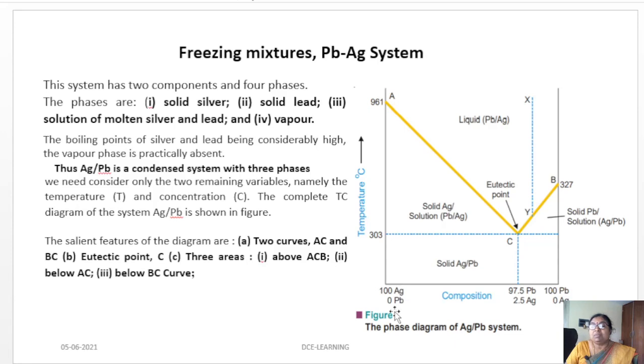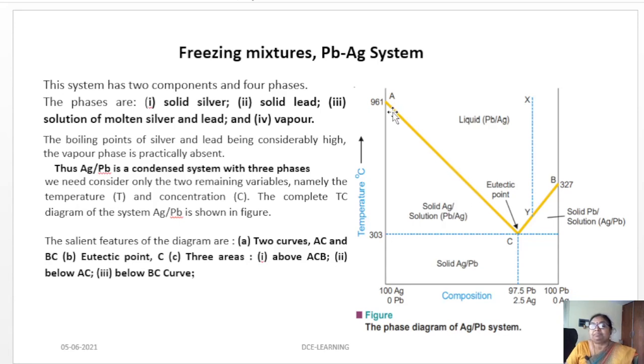The melting point of pure silver is 961 degrees centigrade. So once you add lead, you decrease the melting point of the silver until it reaches a point C. That is why the AC curve is called the freezing point curve of pure silver, and this is a monovariant or univariant.